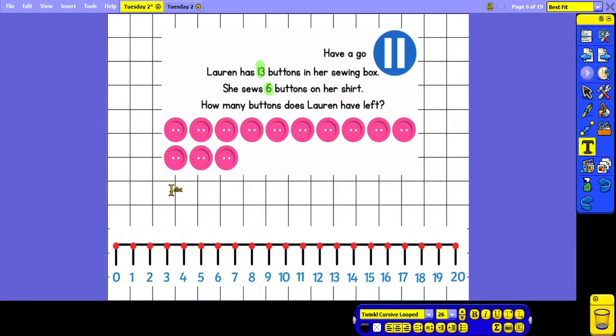So Lauren had 13 buttons to begin with. She sewed 6 on her shirt, so we're taking 6 away, and we've got to work out how many buttons Lauren has left. And on the picture here, we can see that we have got 10 buttons there and 3. So that's representing the 13 that she started with.